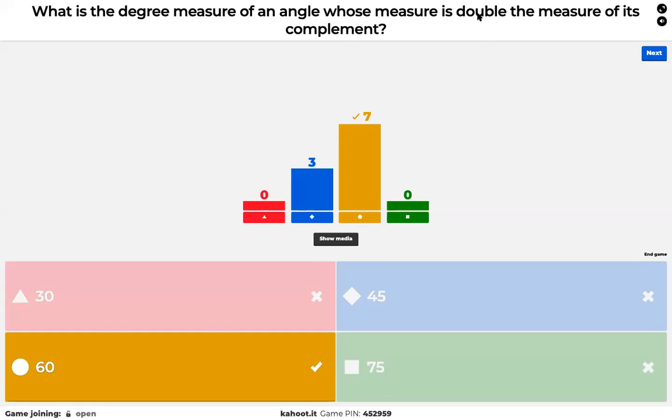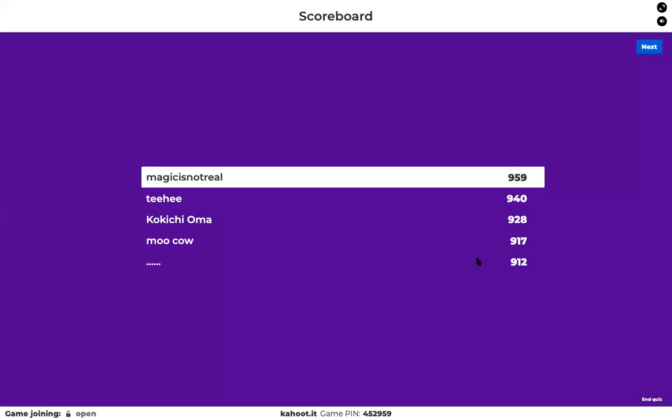The complement is like add up to 90. So it would have been 60 because its complement is 30. Magic is not real takes the lead.